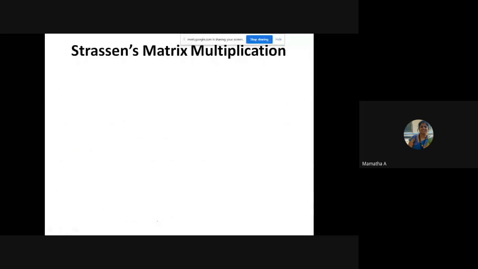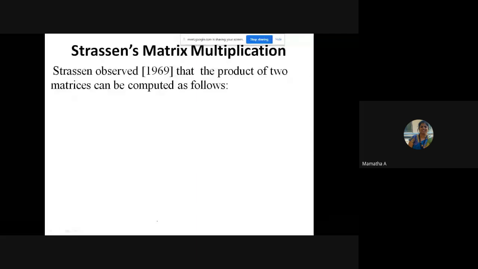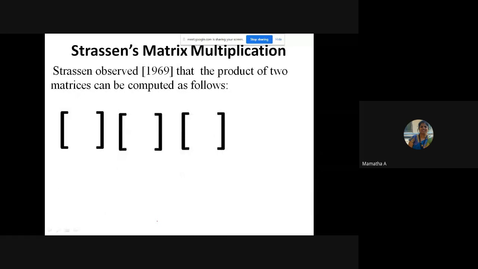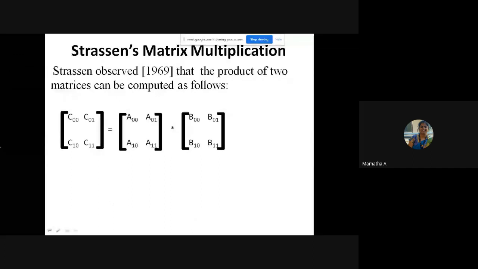Okay. Now what is Strassen's matrix multiplication doing? So he observed that the product of any two matrices can be computed as follows. He stated certain formulas. If you have a pen and paper, you can copy down this formula. He stated that if I take any 2 cross 2 matrices written in this particular format, I can obtain C00, C01, C10 and C11 using these formulas.